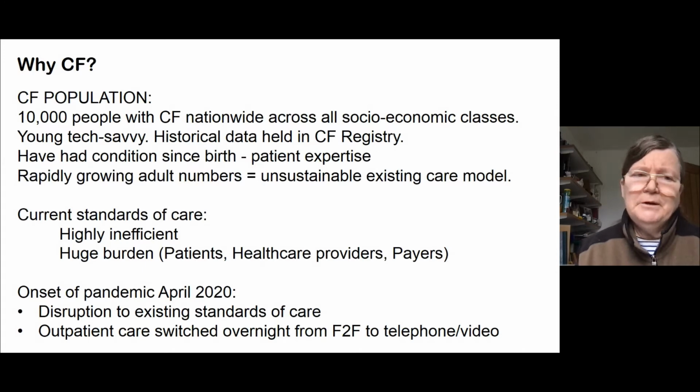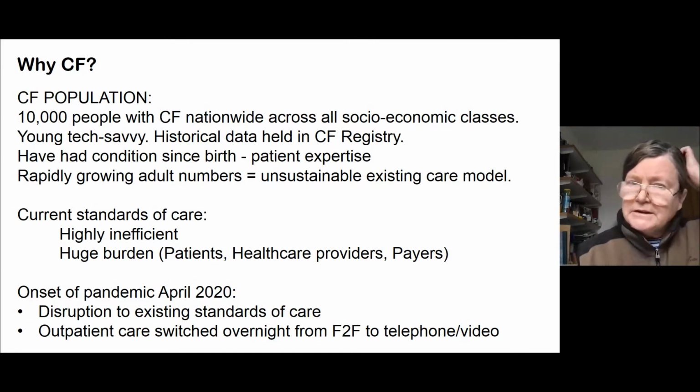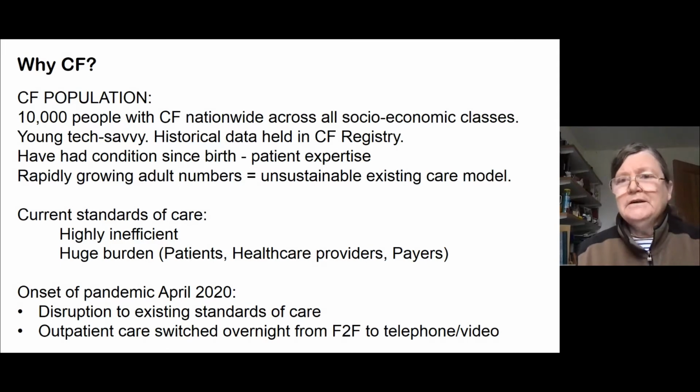So we genuinely have patient experts. We have people who know the condition better than anyone else. It's a young, tech-savvy population, and it's rapidly increasing in terms of the burden on the healthcare system because the number of adults is going up. This is due to the improvements in quality of care.